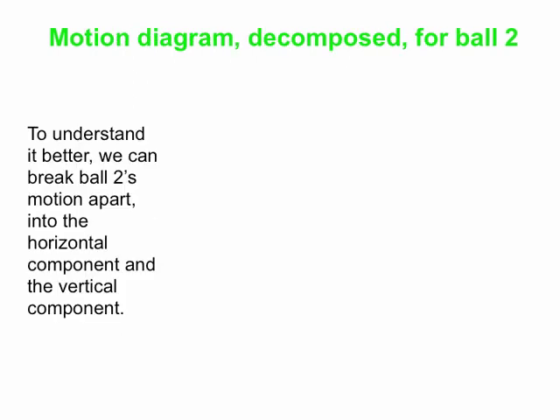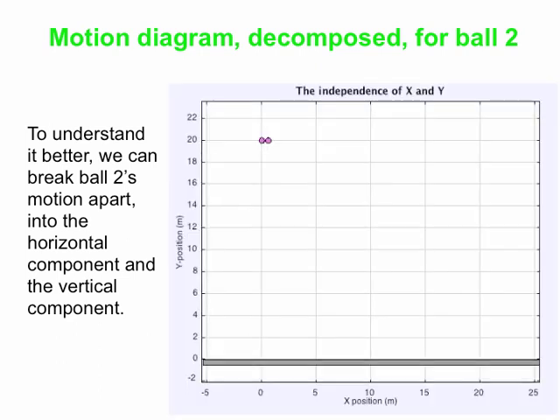Okay, so what we're going to do is break it apart into the horizontal component of the motion and the vertical component of the motion. So we'll draw basically three motion diagrams: the whole thing, just the vertical part, and just the horizontal part, and see what we get. Okay, so those are the three different motion diagrams. This is all to do with this parabolic trajectory.